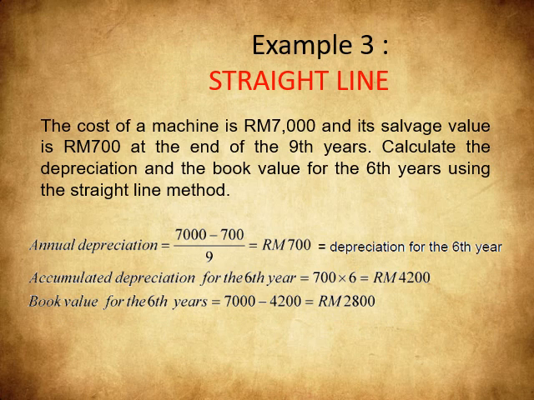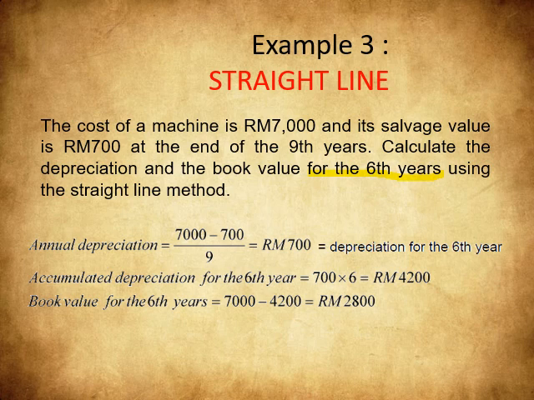The cost of a machine is 7,000 and its scrap value is 700 at the end of the 9th year. Calculate the depreciation and the book value for the 6th year using the straight line method. For example 3, you need to be careful with the words for the 6th year.